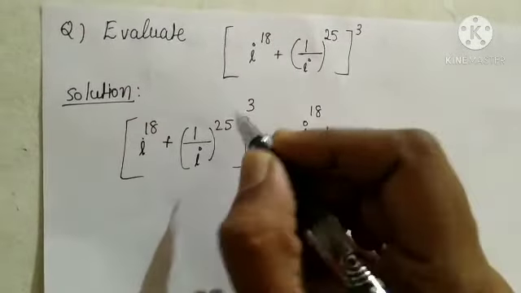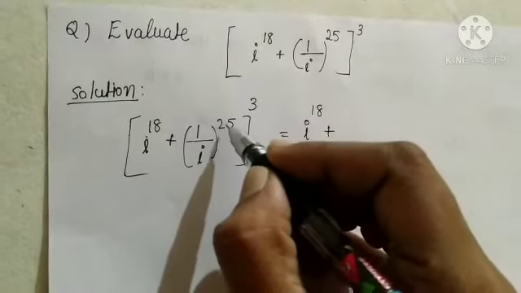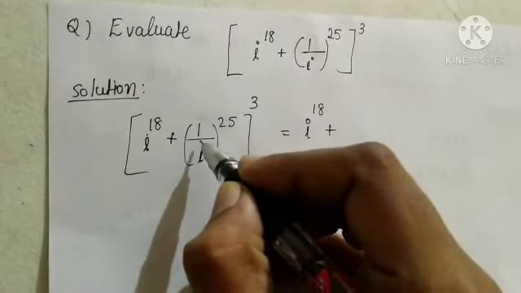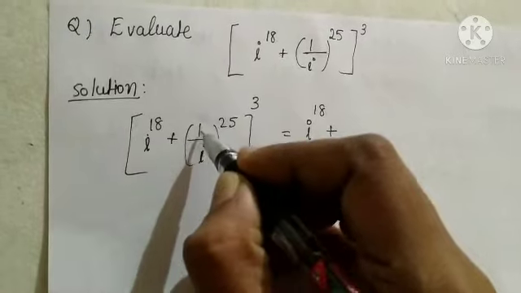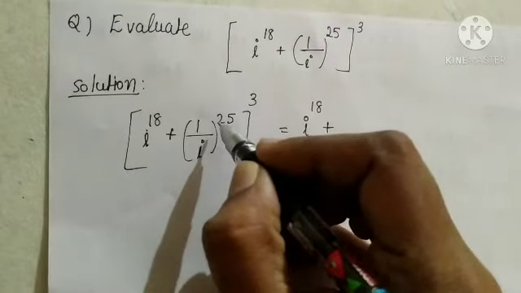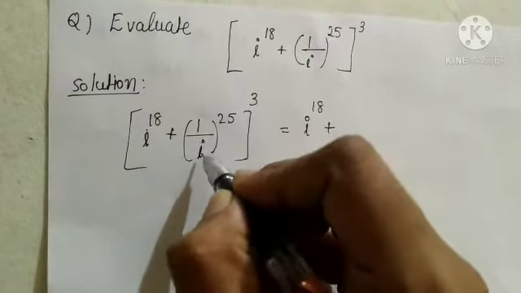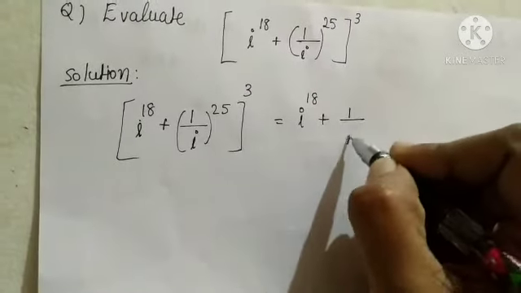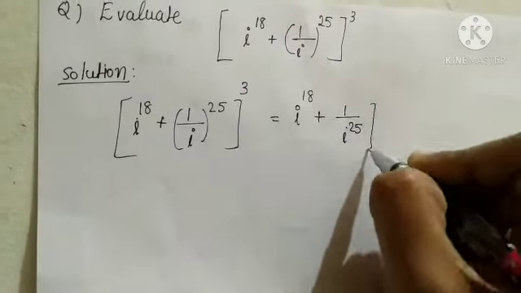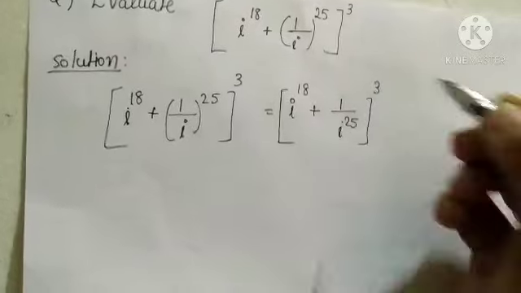Next I am going to take this power into the bracket, so it will become 1 raised to 25 divided by i raised to 25. 1 raised to 25 is equal to 1, right? So 1 divided by i raised to 25, whole cube.